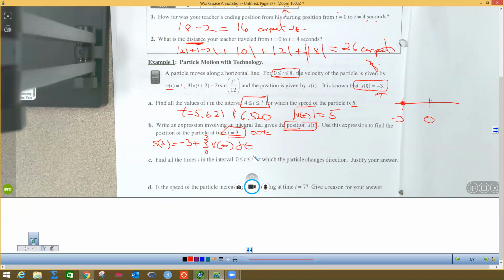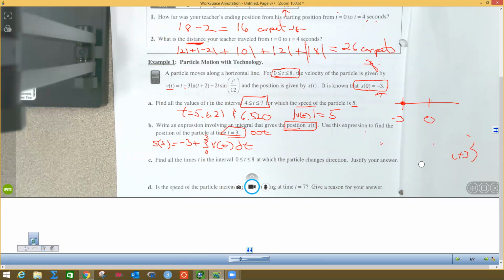Another way to think about this is if I do the integral from 0 to 3 of velocity dt, that is s of 3, position at 3, minus s of 0, okay? So again, if we plug in -3 right here, this is actually +3, right? And if I subtract that over to this side, you see s of 3 equals this thing. And that's another way to get it. You can use the fundamental theorem of calculus to get that if you wish.